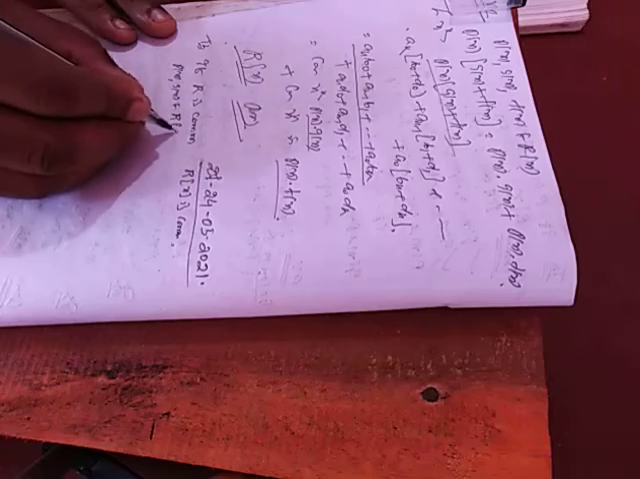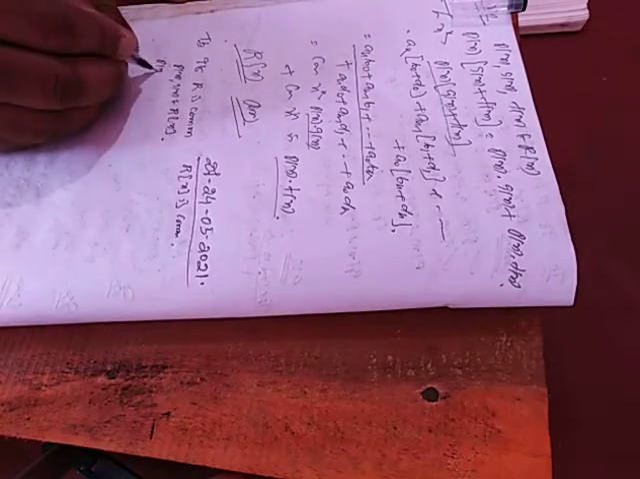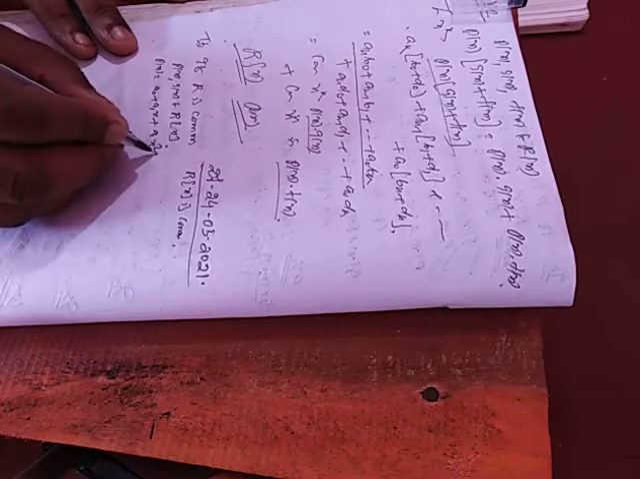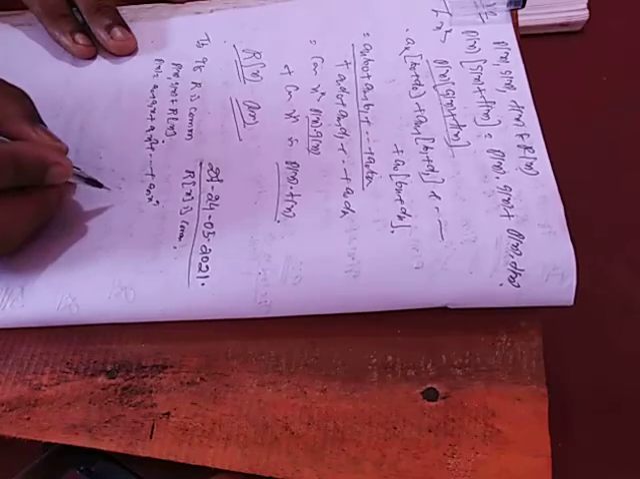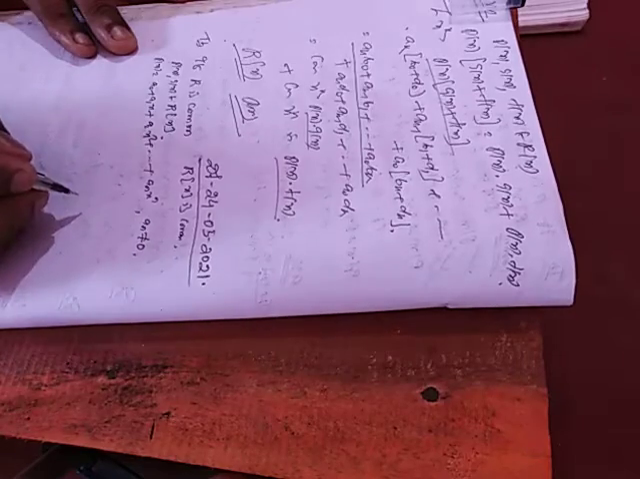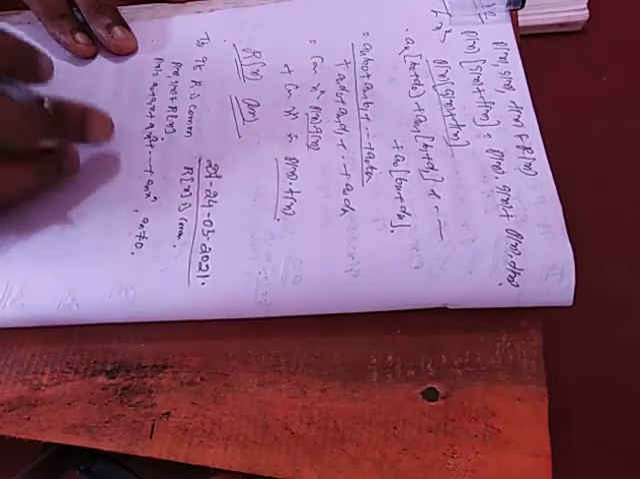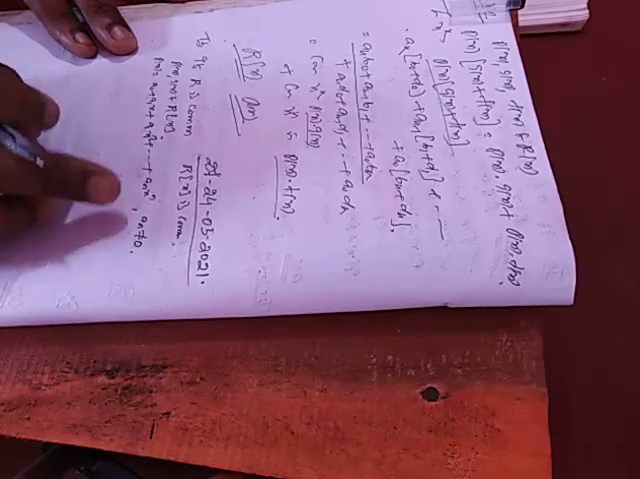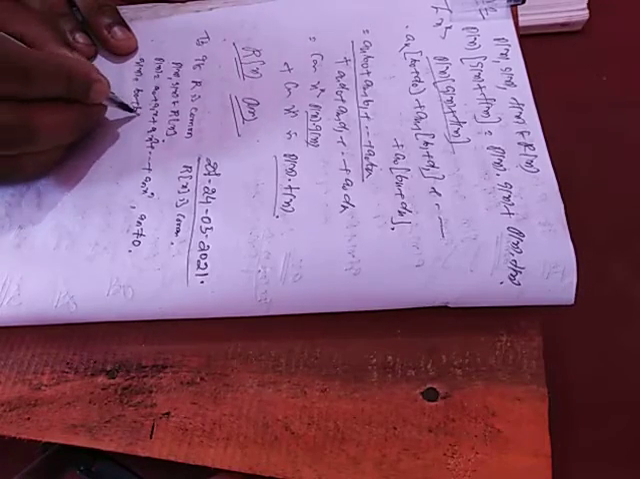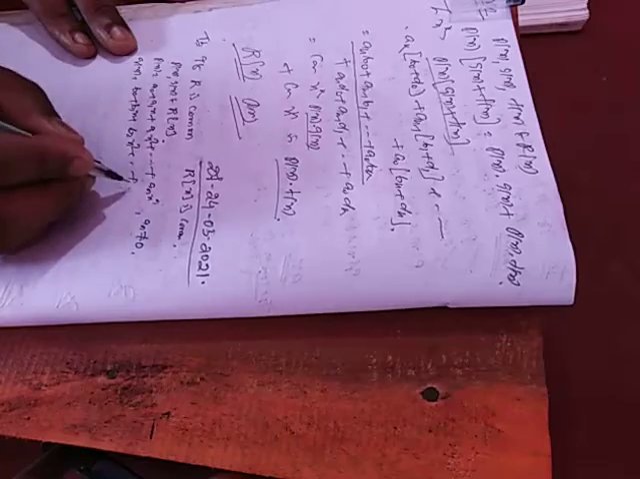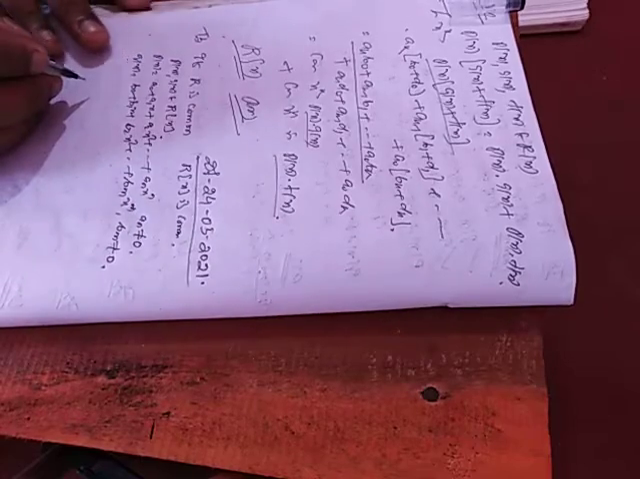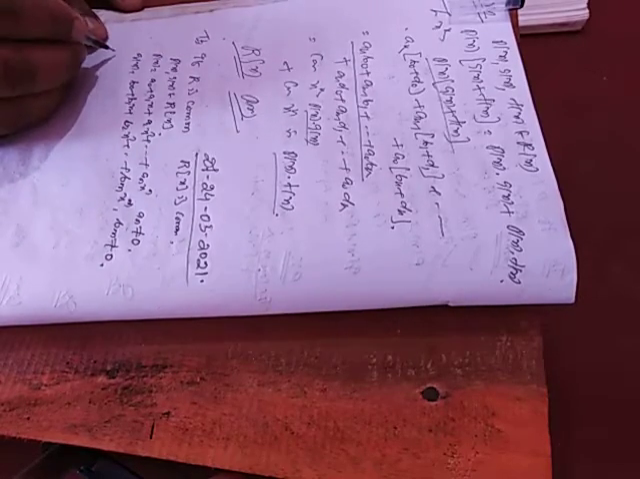Suppose p(x) and q(x) belong to R[x]. So what will your p(x) be? It will be a0 plus a1 x plus a2 x square up to an x to the power n, with an not equal to 0, because I am taking an nth degree polynomial, so your an must be not equal to 0. And let q(x) be b0 plus b1 x plus b2 x square up to bm x to the power m, with bm not equal to 0.